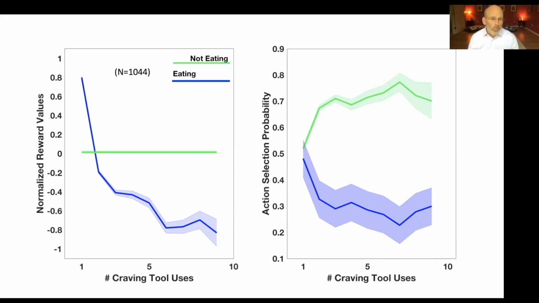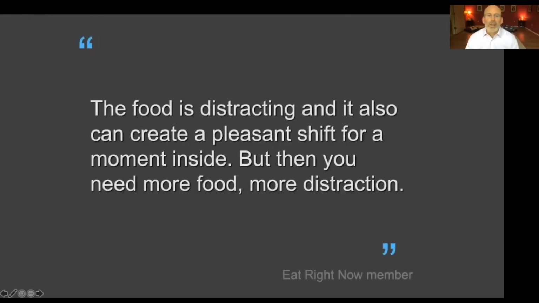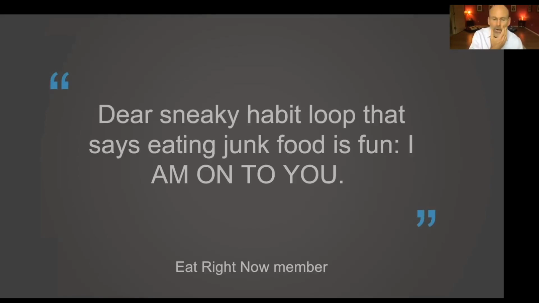What are people reporting? Here's some examples. This person said the food is distracting. It also can create a pleasant shift for a moment inside, but then you need more food, more distractions. So this person was starting to see how the brain was functioning. The gig was up, basically. Or as this person put it, "Dear sneaky habit loop that says eating junk food is fun, I am on to you."